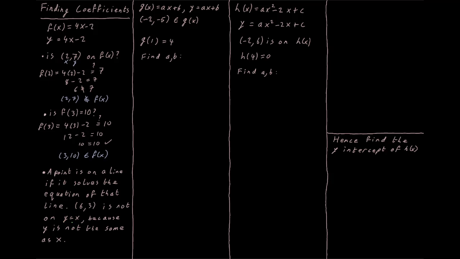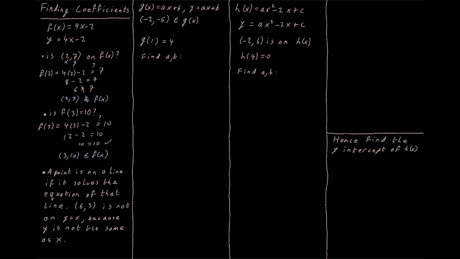X should be equal to y, and 6 is not equal to 3. So that point doesn't meet that description. Now, if we look at that from the other direction, if we know points that are on a line that meet the description of a function, can we work backwards from that to figure out what the description of the function must be? When we find coefficients, that's what we're doing.